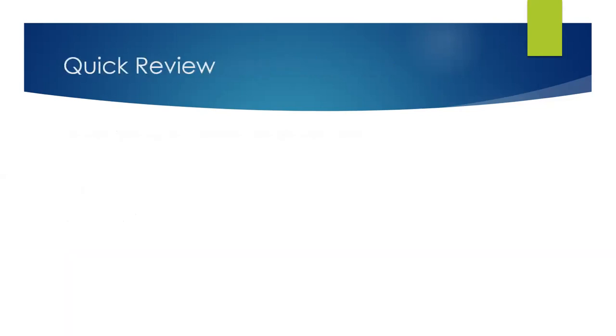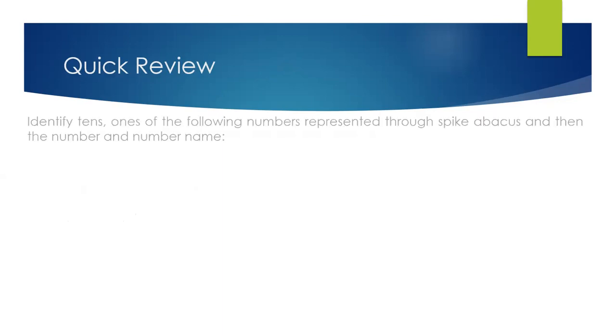So let us take a quick review of what we have learned yesterday in our previous class. Firstly, we have learned about the spike abacus. So here I'm providing you with some spike abacus. Here you will identify the number of tens and ones of the given spike abacus, and then you will form the number and number name.